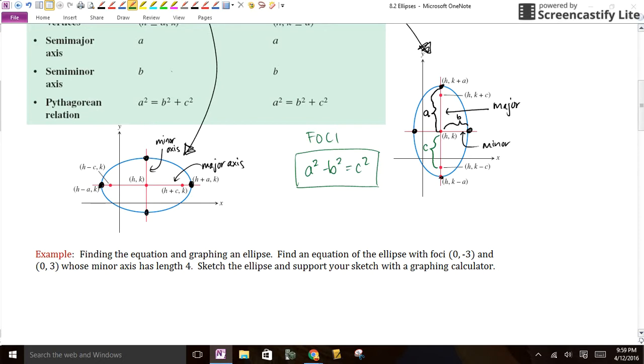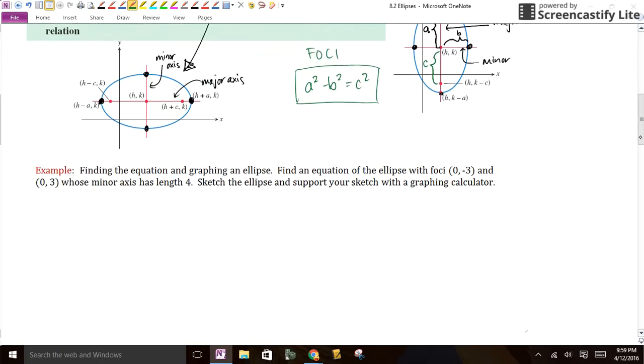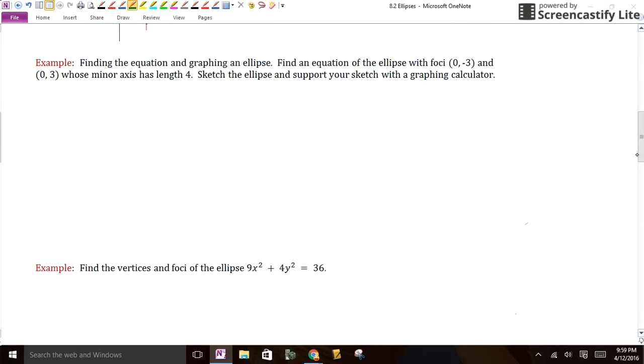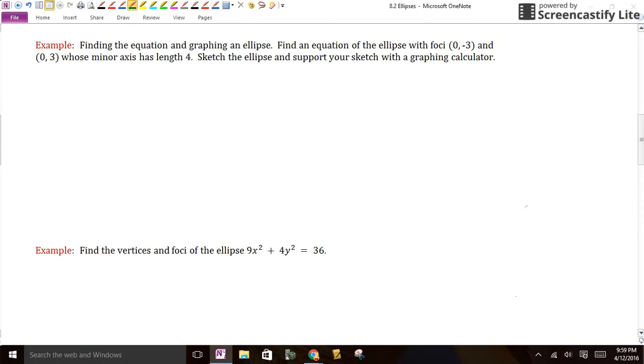And so hopefully it'll get more comfortable as we start to think about how you draw ellipses and all their different parts. So let me do this first example. This example says, find the equation and graph the ellipse. Find the equation of the ellipse with foci (0, -3) and (0, 4).